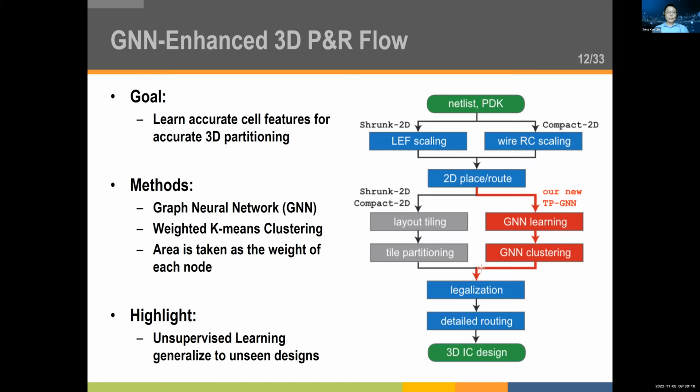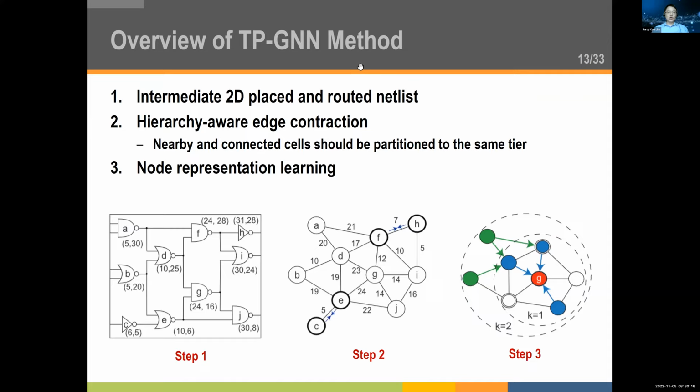Now let's move on to the next slide. GNN-based learning overview, how does that work? Our starting point is the intermediate 2D that I told you about. What that means is before we do partitioning, I have some intermediate 2D design done, so I know where the gates are placed. That's what you see in step one. This is the intermediate 2D that I need to convert to 3D eventually by doing partitioning, and this partitioning is what we're trying to build here. All these gates, the numbers next to the gate labels are their XY locations.